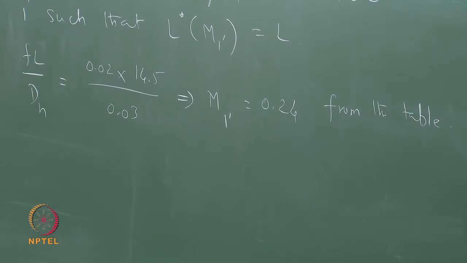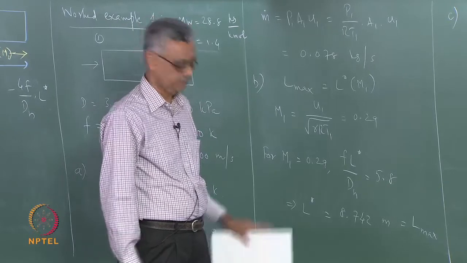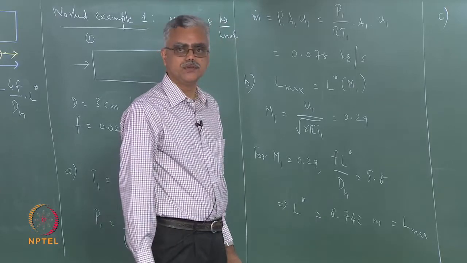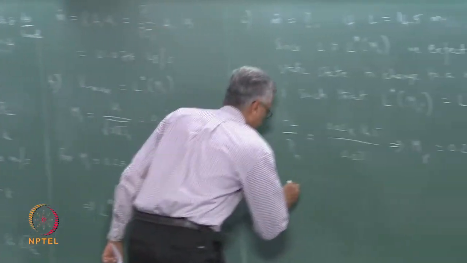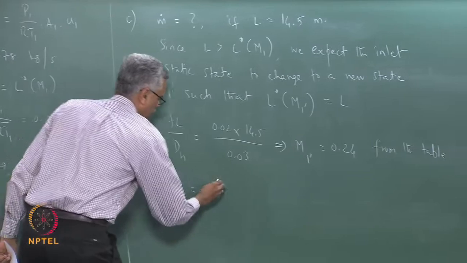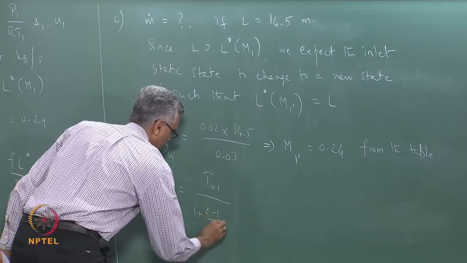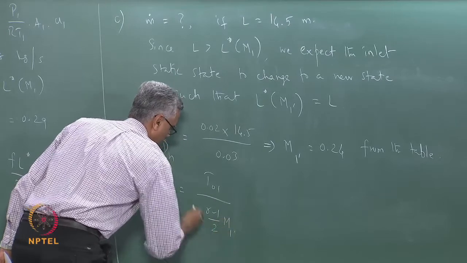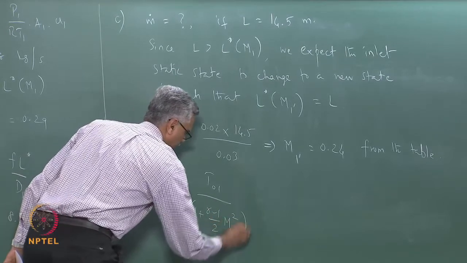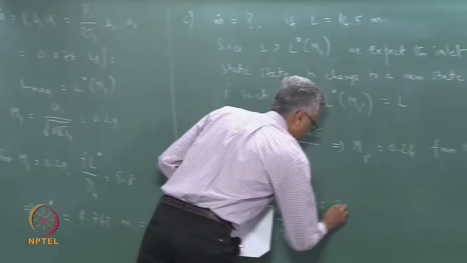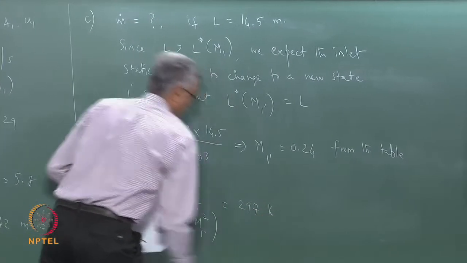Okay. So, the inlet Mach number changes from 0.29 to 0.24, but the stagnation conditions remain the same. So, T1 prime is equal to T01 divided by 1 plus gamma minus 1 over 2 times M1 prime squared, and T01 remains the same. So, this comes out to be 297 Kelvin.